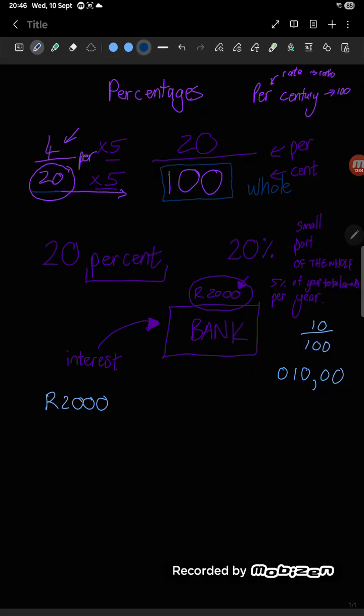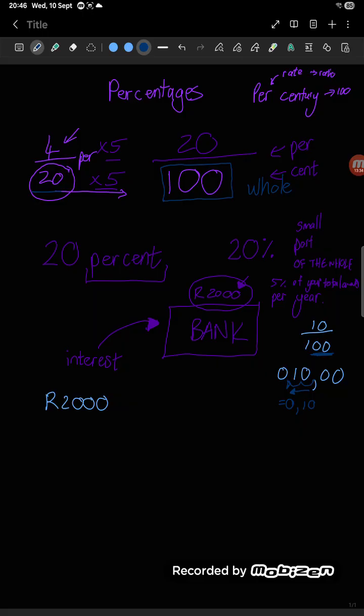And I have moved this comma 2 places because I got 2 zeros. That's what it really means. So I got 0.10. So if I divide by 100, I move the comma 2 spaces to the left. Okay, so I've got 0.10.